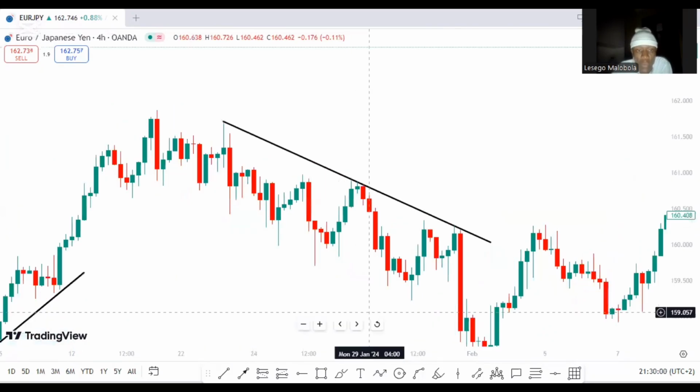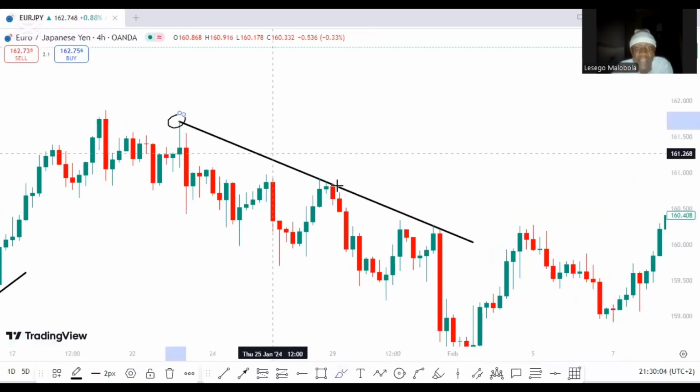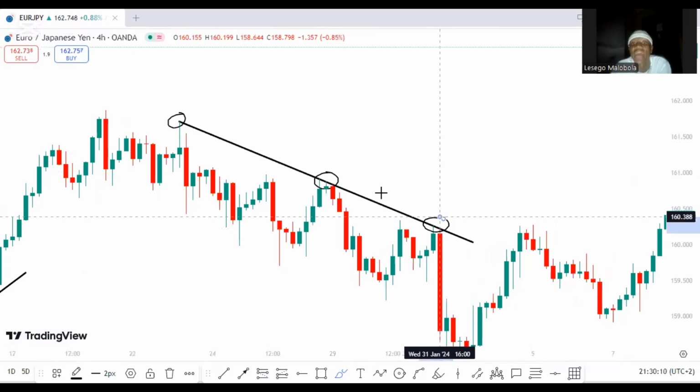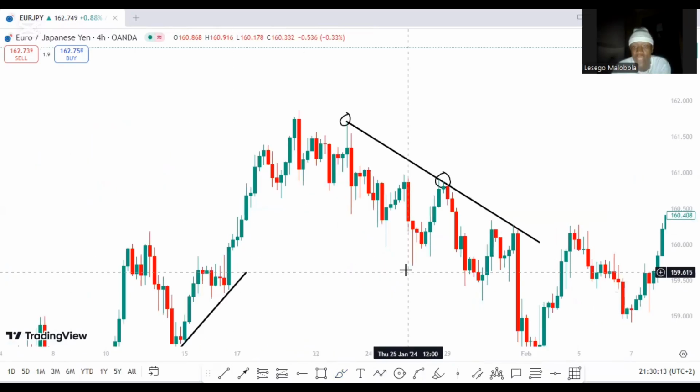And as you can see from there, guys, we have a what? We have a market structure, guys. We have a first touch right over here. Second touch, guys, confirms our trend line. Our third touch, guys, remember that's when now we find our entries, right?